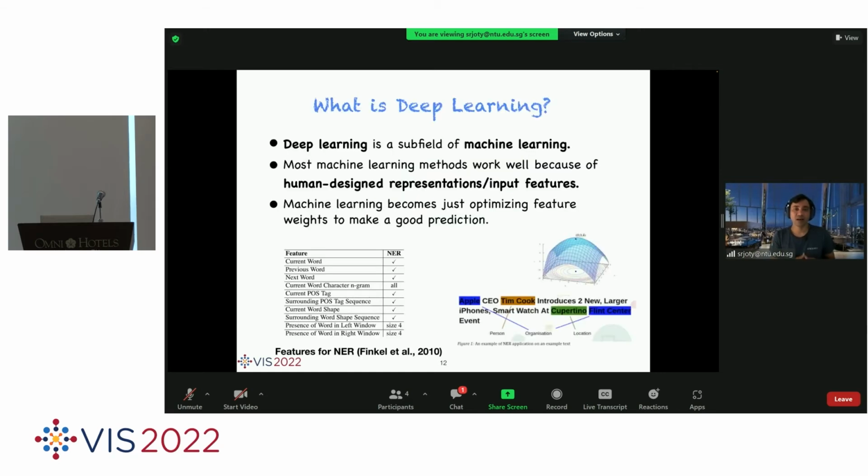Okay, so now what is deep learning? I've been talking about deep learning, but what is it? Deep learning is a subfield of machine learning. Most traditional machine learning methods usually work well because of human designed representations or input features, and machine learning becomes mostly optimizing the features or the weights of these features.